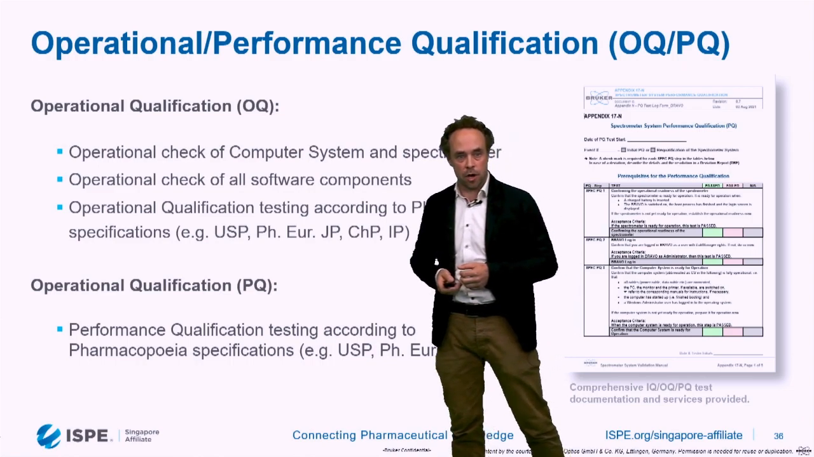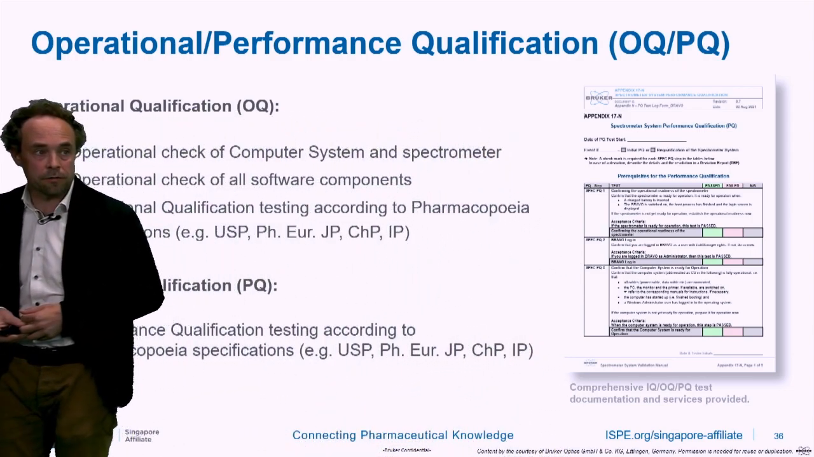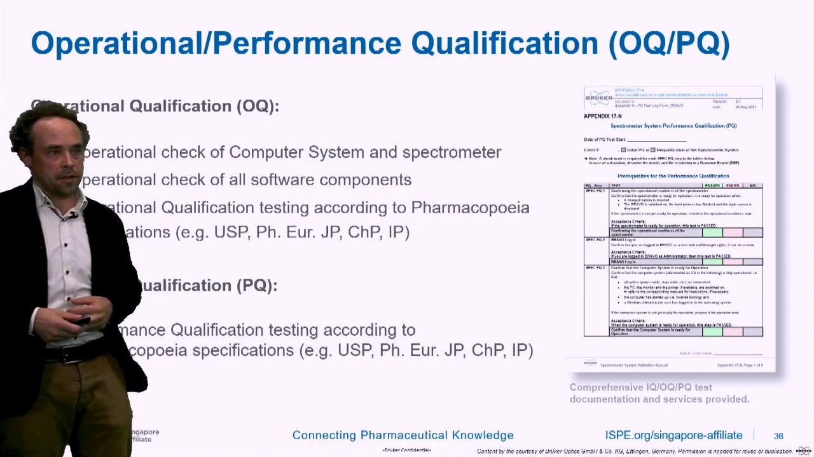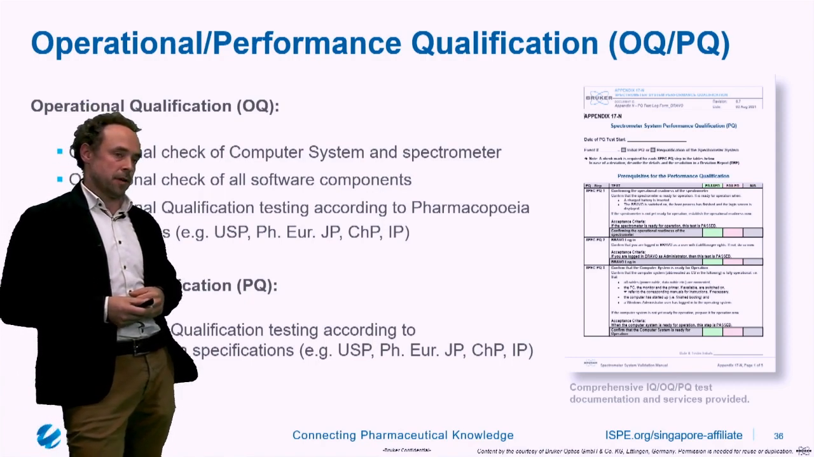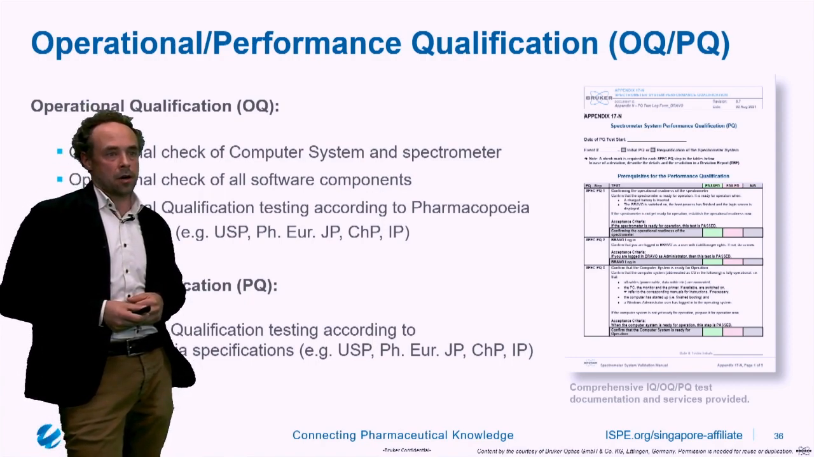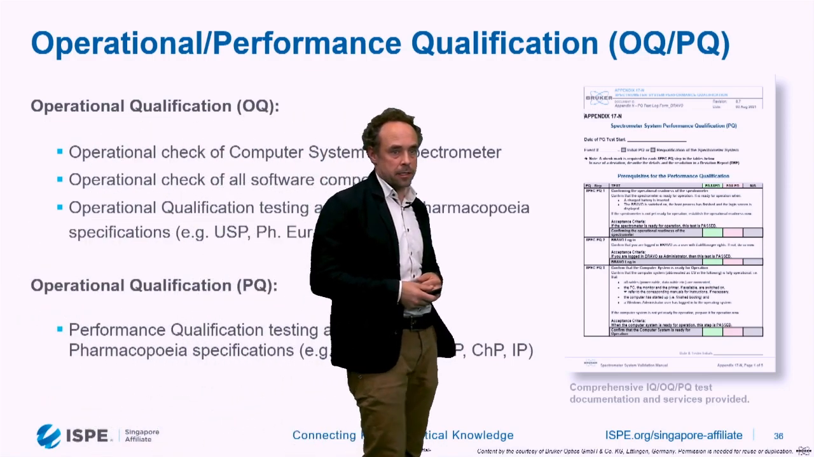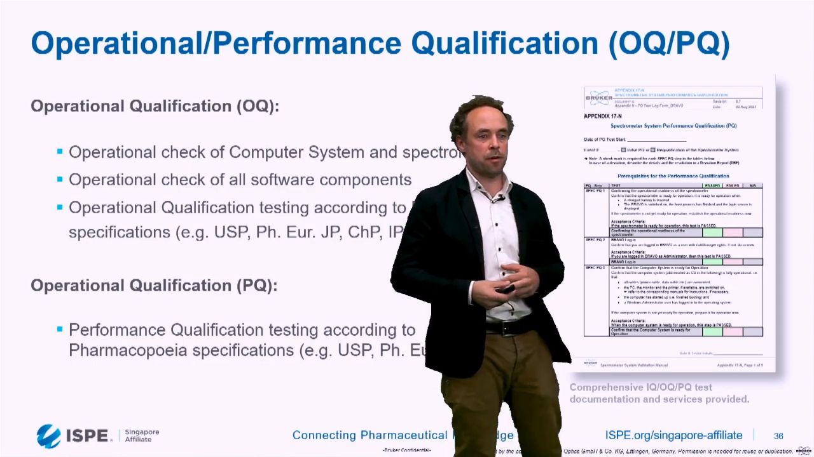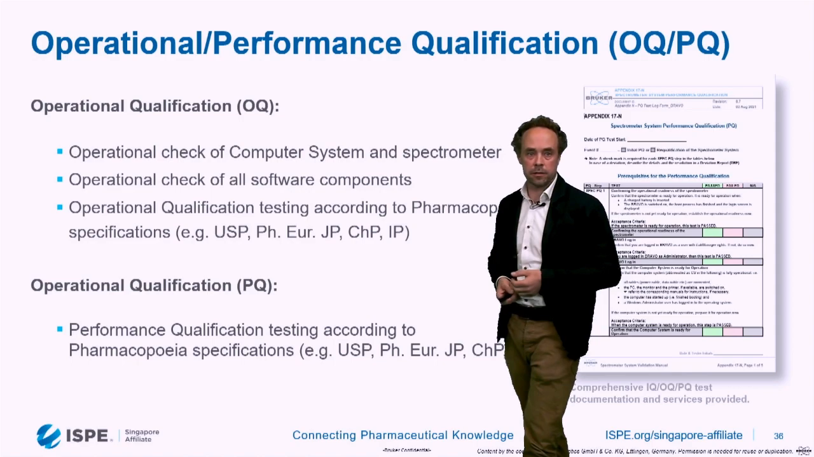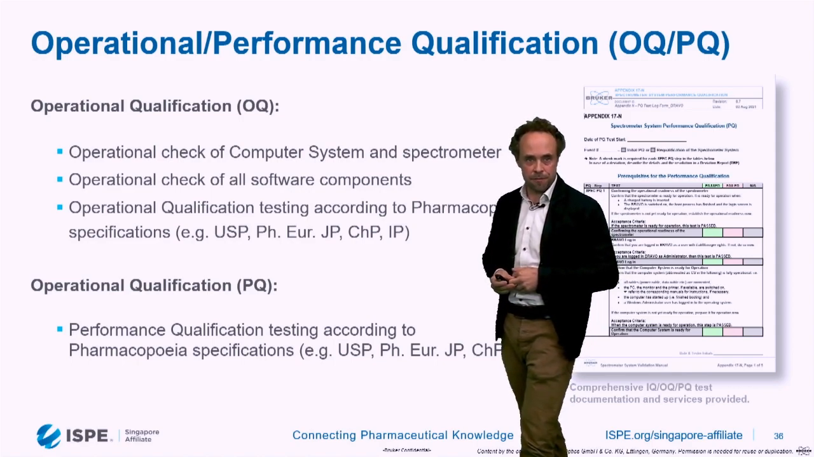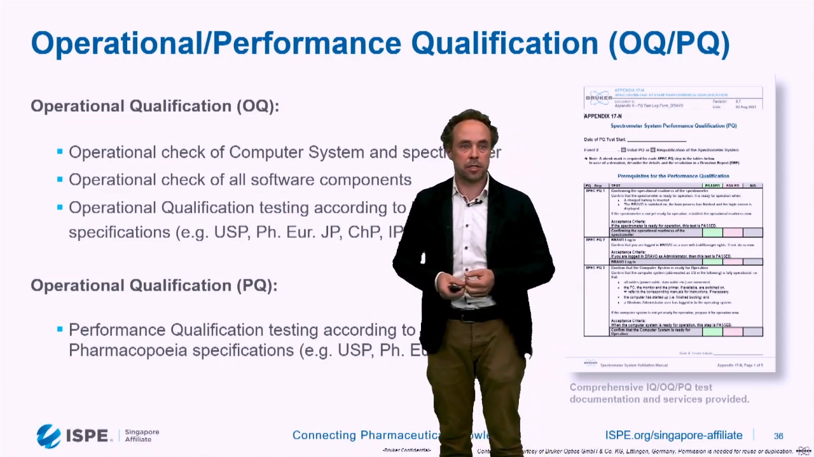Especially when it comes to the operational qualification, where we check all the functionality of hardware and software. There is a lot of documented testing required, and at the end also performance testing according to pharmacopoeia requirements. This performance testing is then typically extended in the performance qualification, where we also test in routine later on that our instrument is fit for the application. And this, of course, all needs to be documented.